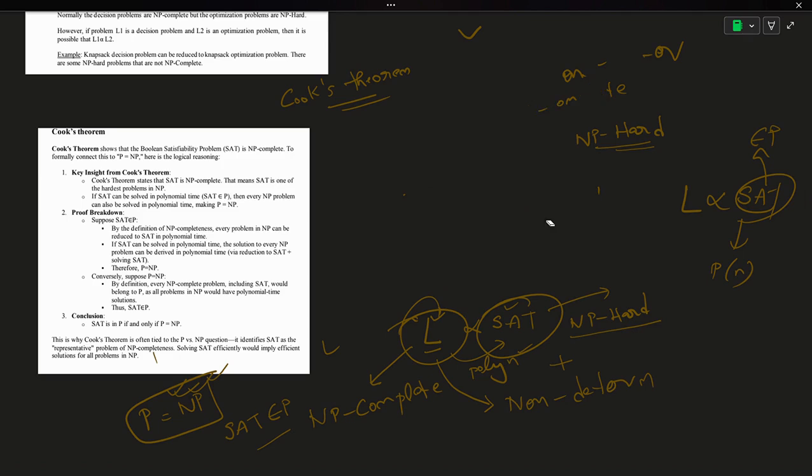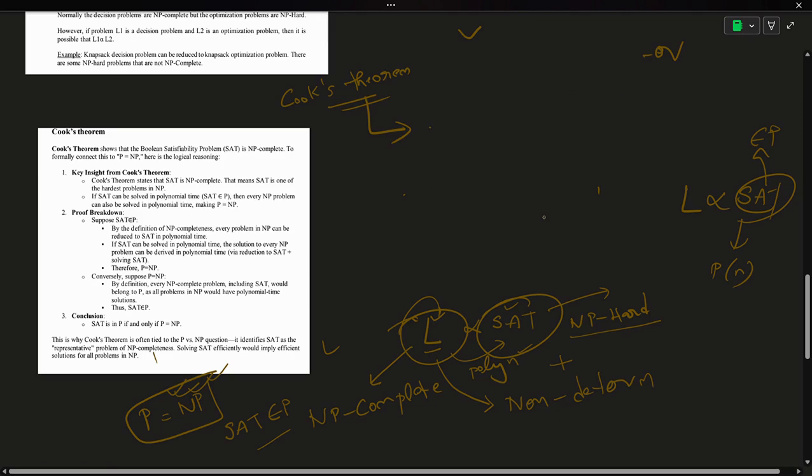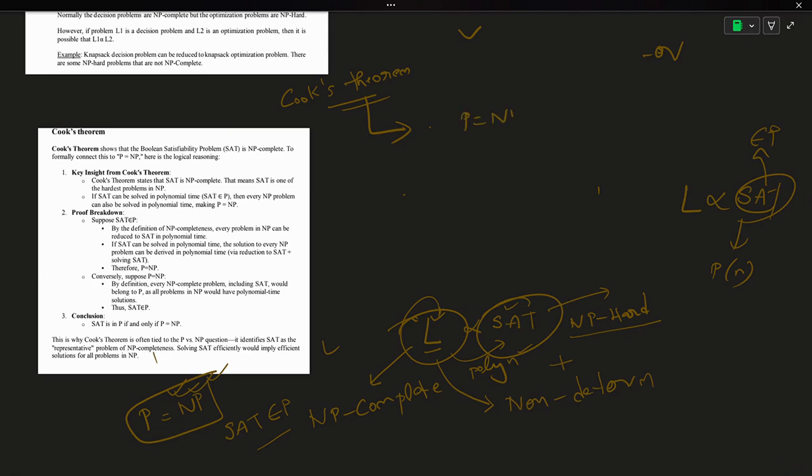Okay, now you understood what exactly Cook's theorem is. Cook's theorem is stating that P is equal to NP only if satisfiability belongs to P. Or rather, I could say that satisfiability belongs to P if and only if P is equal to NP.